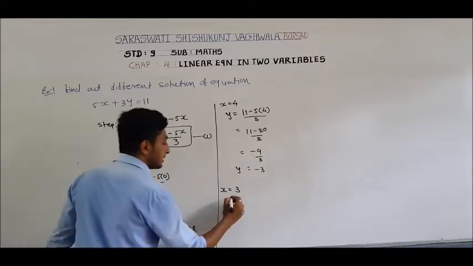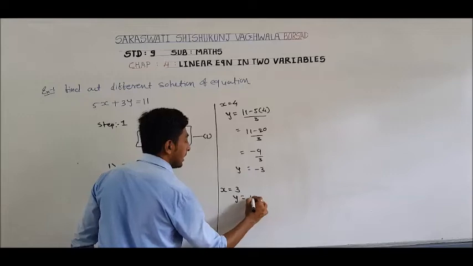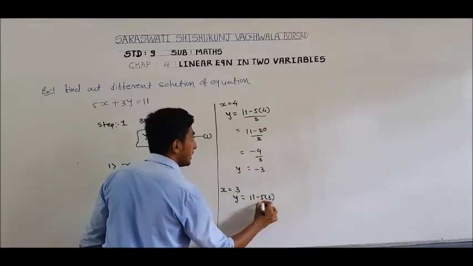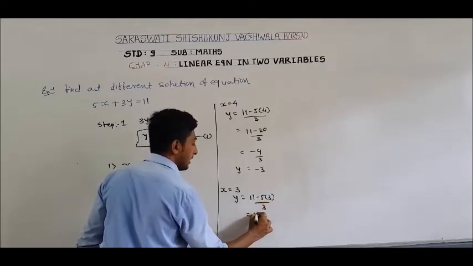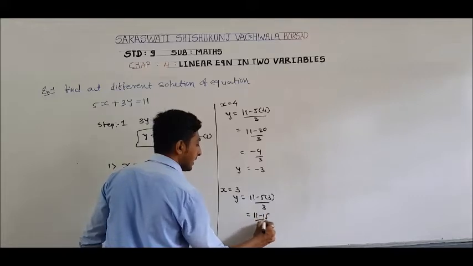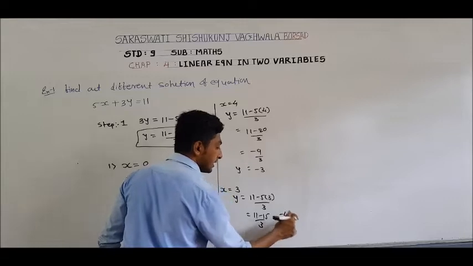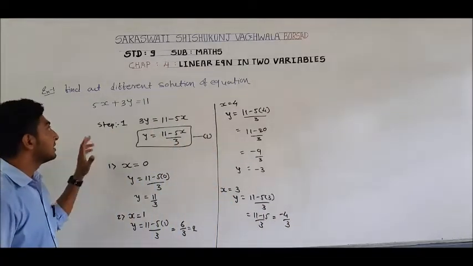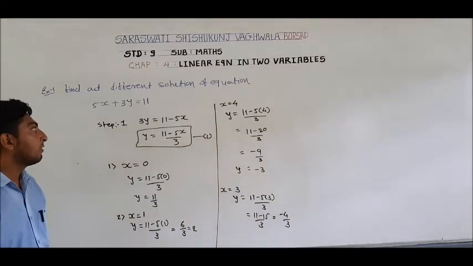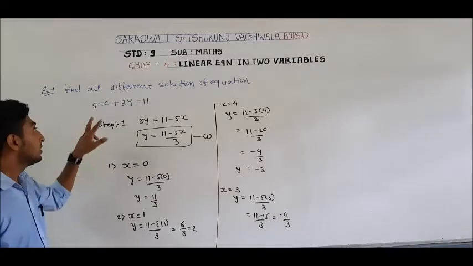Now let us take x equal to 3. Let us see what is the given value of y. 11 minus 5 into 3 divided by 3. That is 11 minus 15 divided by 3. 11 minus 15, that is minus 4 divided by 3. This is the fraction.